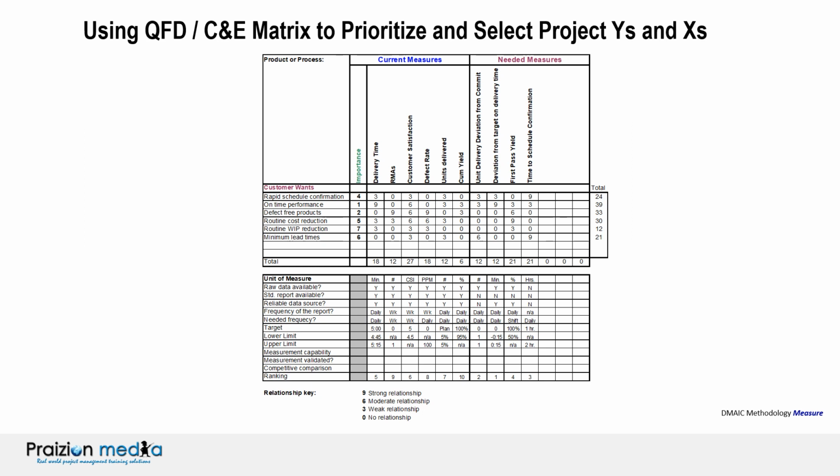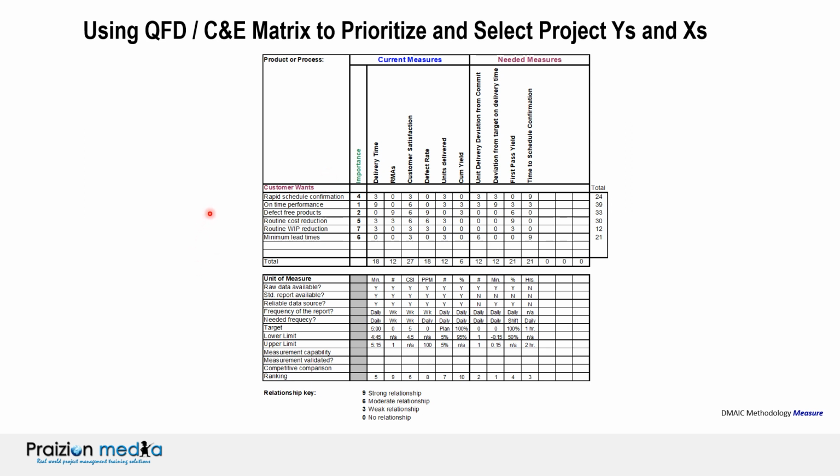Using QFD or C&E matrix to prioritize and select project Y's and X's. You recall your SIPOC. Your SIPOC had a certain set of X's, which were the inputs, and a certain set of Y's, which were your outputs. The outputs are basically what the customer wants to see, and the inputs are which you can control and deliver.